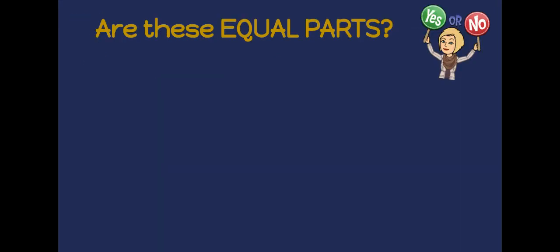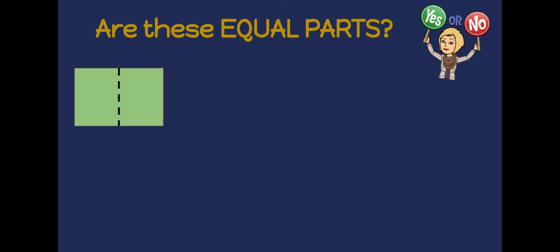All right, so we're going to check to see what you've learned. You're going to say yes or no, give a thumbs up or a thumbs down if these are shapes divided into equal parts. So does this rectangle have 2 equal parts? You said yes, you're correct. And each of those parts would be 1/2.